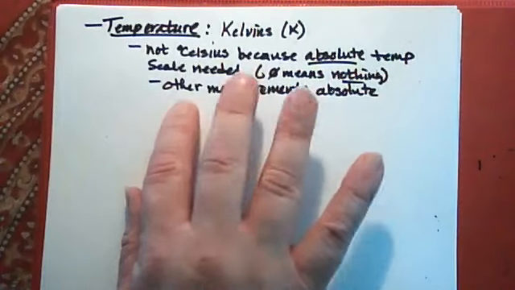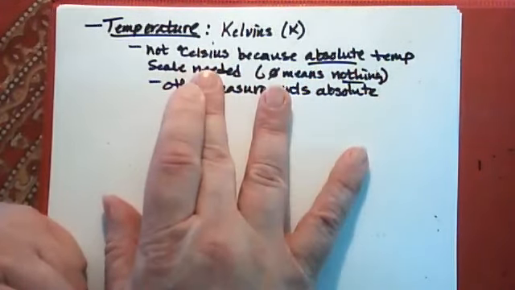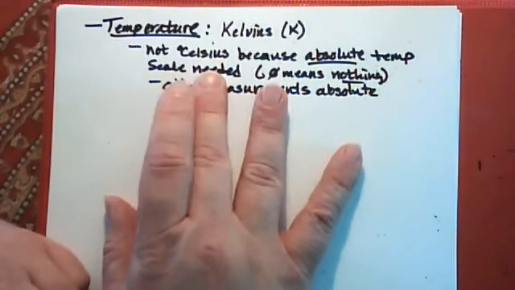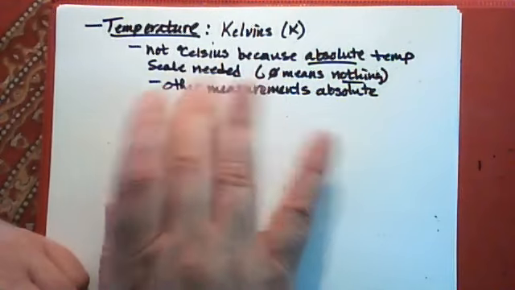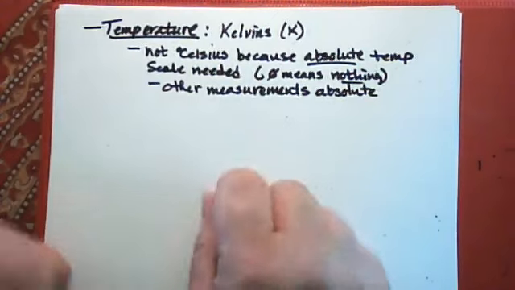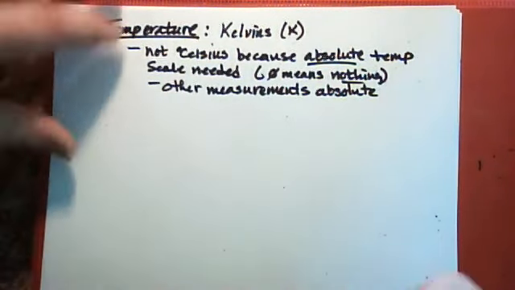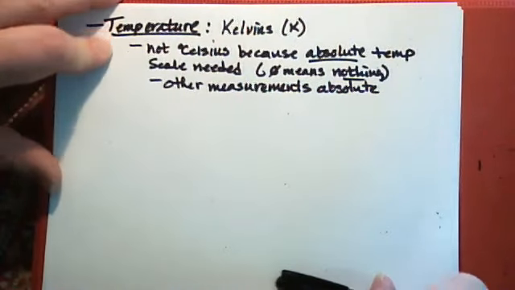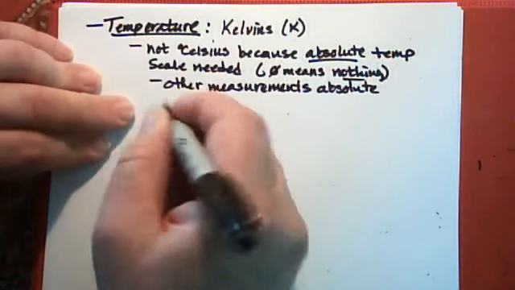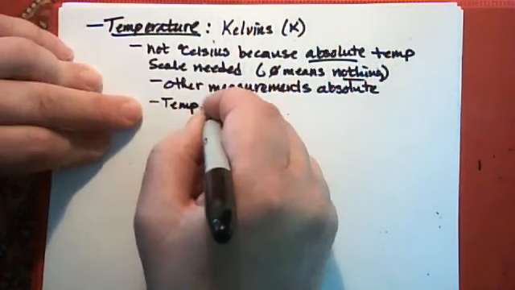But in temperature, 0 degrees Celsius does not mean no thermal energy at all. 0 degrees Fahrenheit, which is even colder, even that does not mean no thermal energy at all. The molecules are still vibrating. Not very fast, but they're vibrating. And so we need a system where 0 degrees really means no thermal energy at all. Okay, so let me write some of that down.